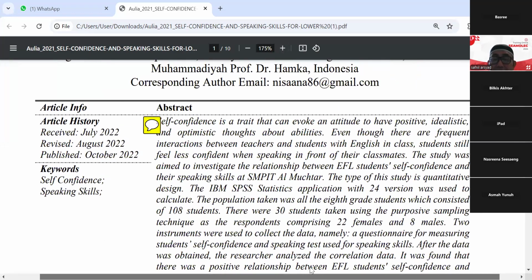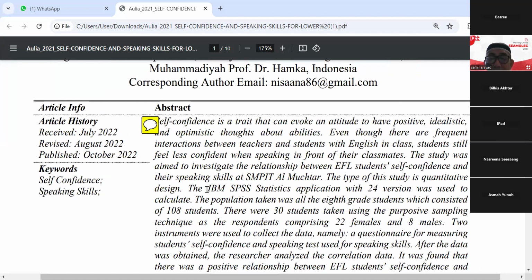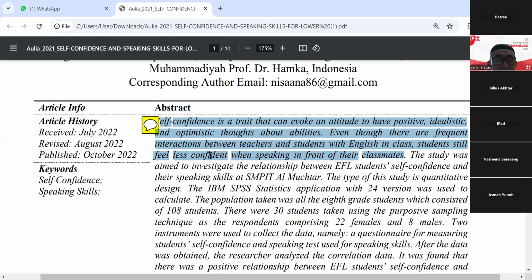Okay. Now, where does it end? Yeah, from the first, where does it end? Okay, here. This and until in front of the classmate. There is the background. Can you see the highlight from me? Yes, I can see.